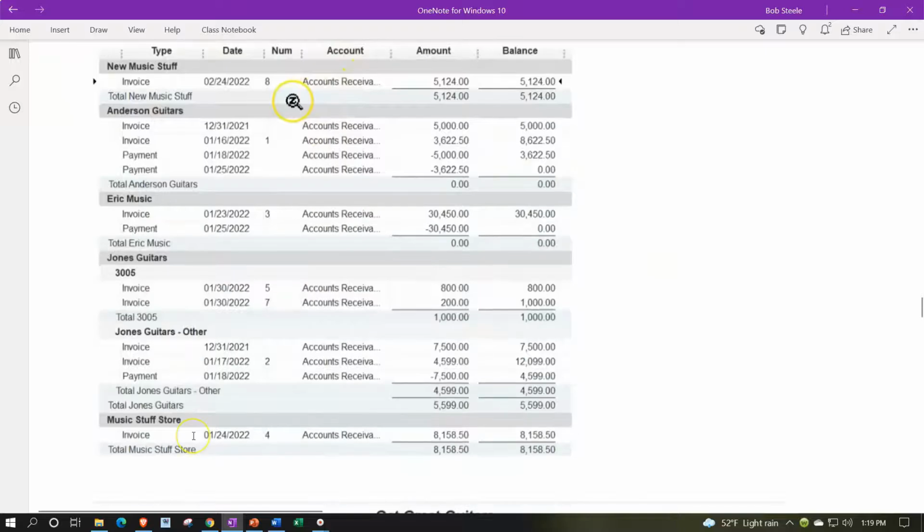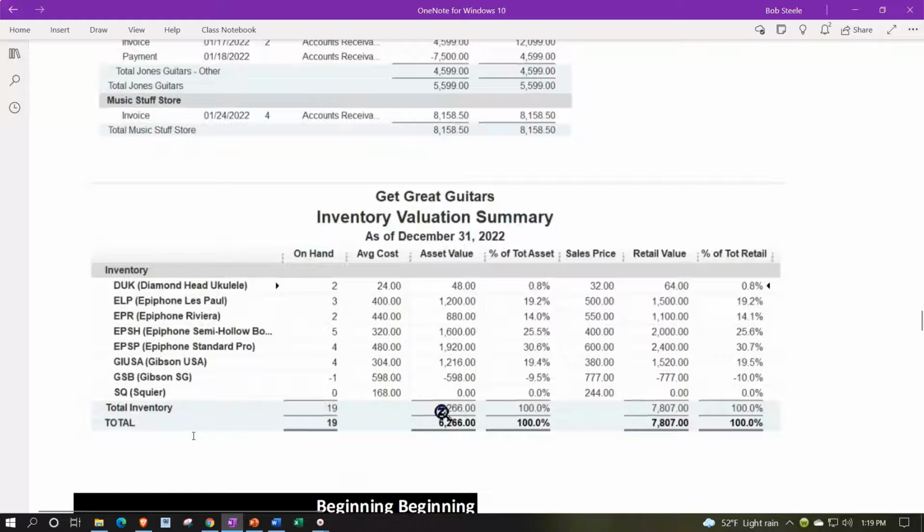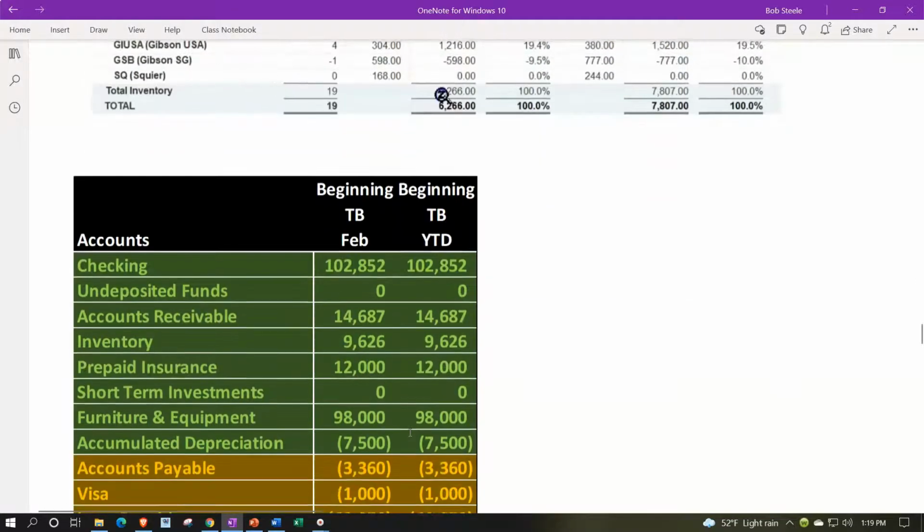If we have the total of the customer balance detail, this would be tying out to the accounts receivable on the trial balance or balance sheet. And here's the inventory valuation summary, breaking out the information by unit as well as cost. And once again, the cost would be something that would be tied out to the balance sheet or trial balance.